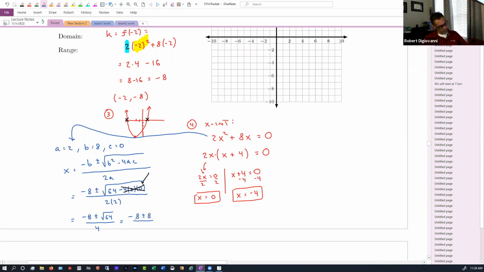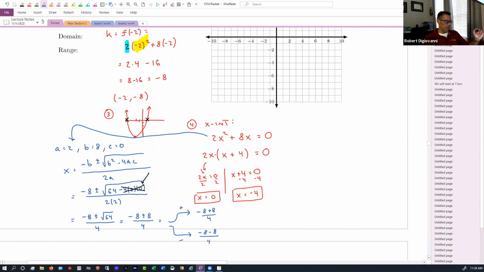So no more square root symbol, right? And now you have to do the two different options with the plus and the minus. So if I do the plus, I get negative 8 plus 8 over 4. And if I do the minus, I get negative 8 minus 8 over 4.